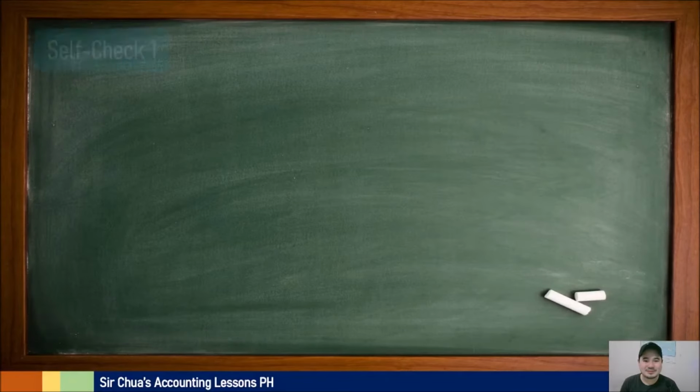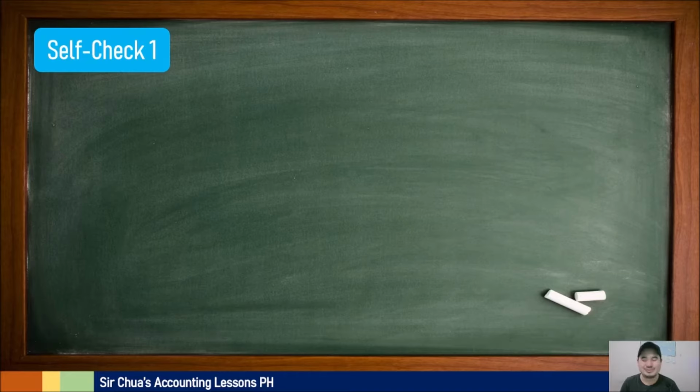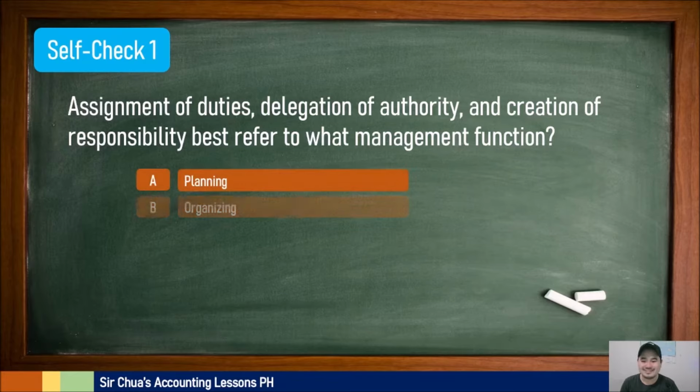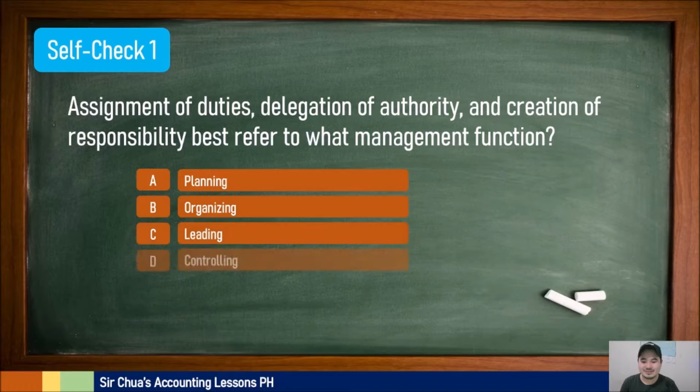Okay, so let's have first a self-check of the things that you've learned in the first two slides. Assignment of duties, delegation of authority, and creation of responsibility best refer to what management function? A. Planning. B. Organizing. C. Leading. D. Controlling. Pause the video if you need more time to think and play it again when you're ready.